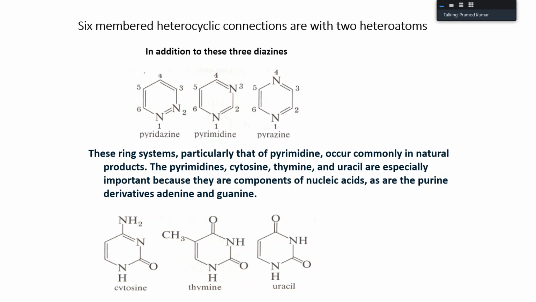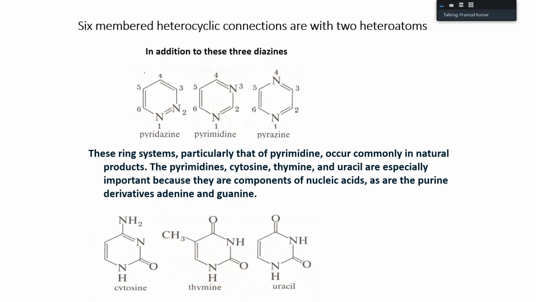Pyridazine is known as 1,2-diazine, meaning the heteroatom nitrogens are at the 1 and 2 positions. Next is pyrimidine. It is known as 1,3-diazine. And pyrazine is known as 1,4-diazine.